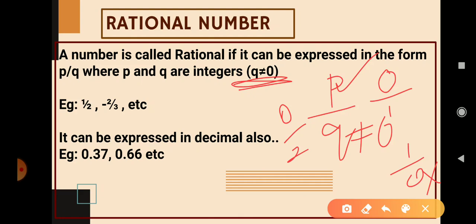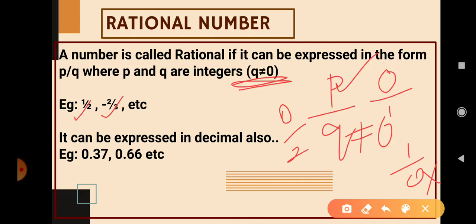But in fractions, we can't take negatives. But in rational numbers, we can take negatives. This is the difference between fraction and rational. Understood? In fractions, we are taking only positive numbers. But in rational numbers, we are taking all the integers along with 0 also. Clear? So observe the difference: 1 by 2, minus 2 by 3, etc. These are examples of rational numbers.